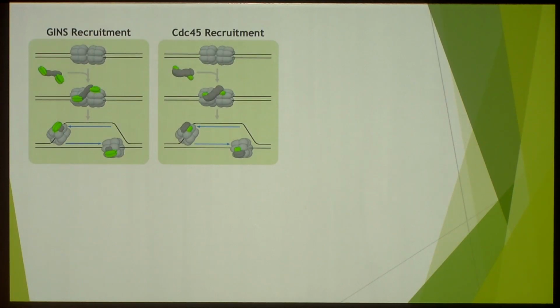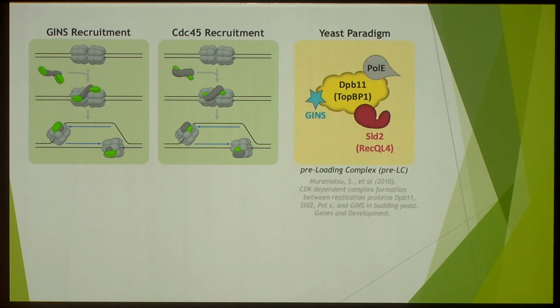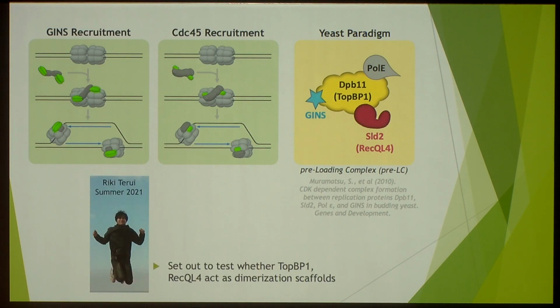We wanted to figure out what are the scaffolds that facilitate this dimerization. And we were inspired by this paper from yeast, which showed that several proteins co-IP together from extract, but only in the presence of cross-linking agents. So the idea is that these proteins facilitate the recruitment of polymerase epsilon and GINS to the origin, and our top two candidates were TOPBP1 and RECQL4. So the idea is, whatever the scaffold is, it should arrive at the origin simultaneously with its cargo, right? So with GINS or CDC45. And Ricky, a postdoc in my lab, bravely volunteered to do this.